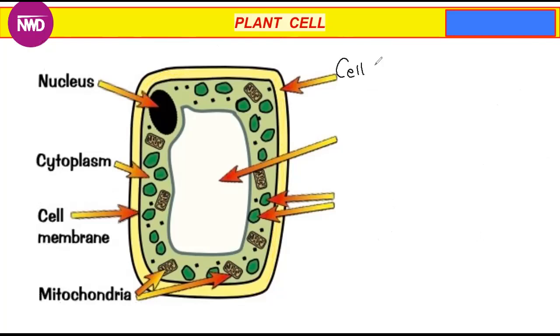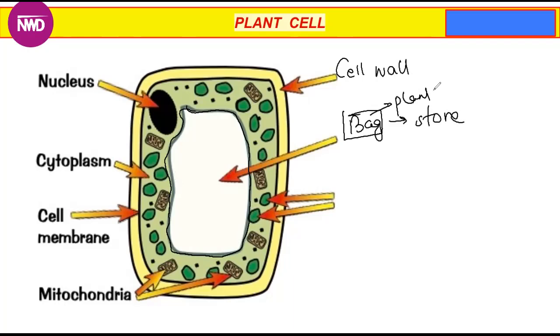This is the cell wall. Next, we are seeing this portion at the central part of the plant cell, this very large portion. It's a bag kind of thing, right? And what's the work of a bag? Bag work is to store something, correct? So you can say it's a bag of the plant. Okay, and what is it called? It is known as vacuole.